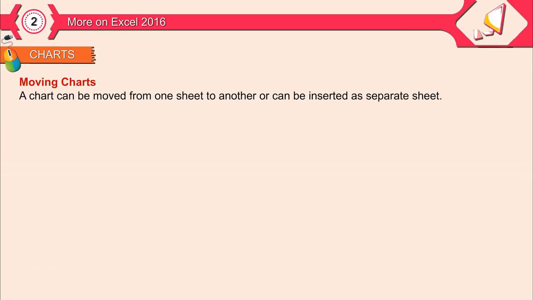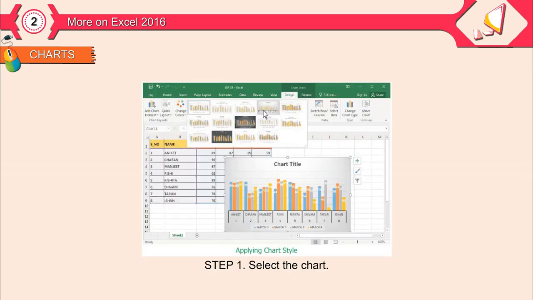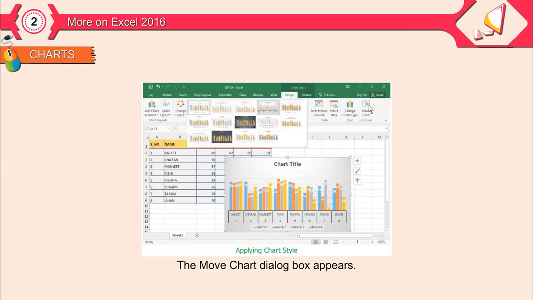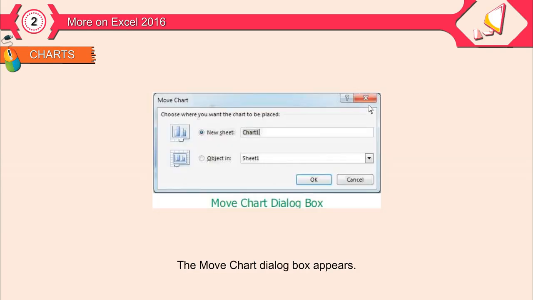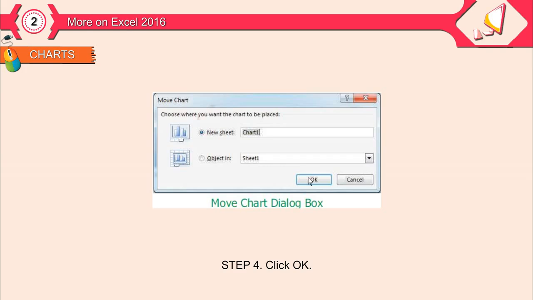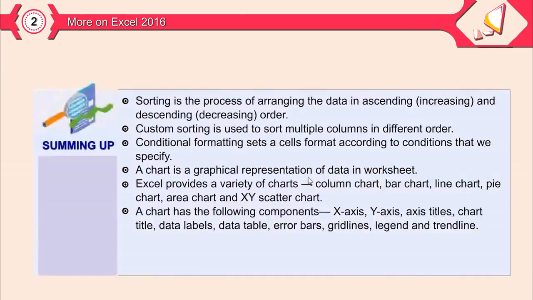Moving charts. A chart can be moved from one sheet to another or can be inserted as a separate sheet. To move the chart, follow the given steps. Step 1. Select the chart. Step 2. Click on the Design tab and then click the Move Chart button present in the Location group. The Move Chart dialog box appears. Step 3. Click New Sheet option to move the chart on a separate sheet or click Object in option to keep the chart in the already existing sheet. Step 4. Click OK.